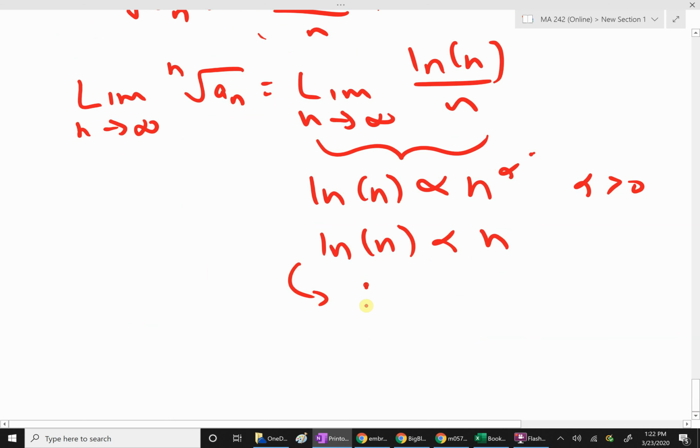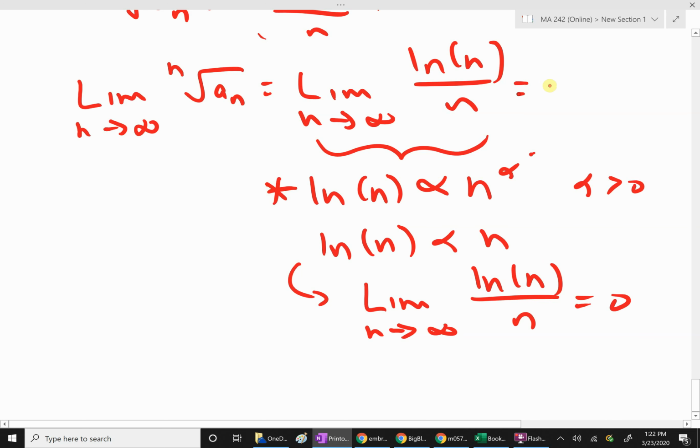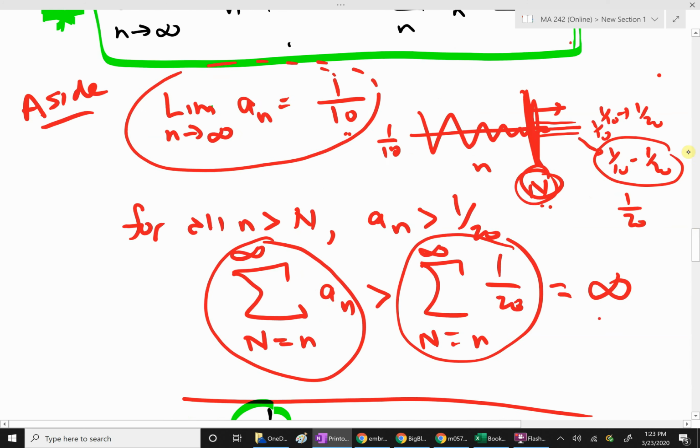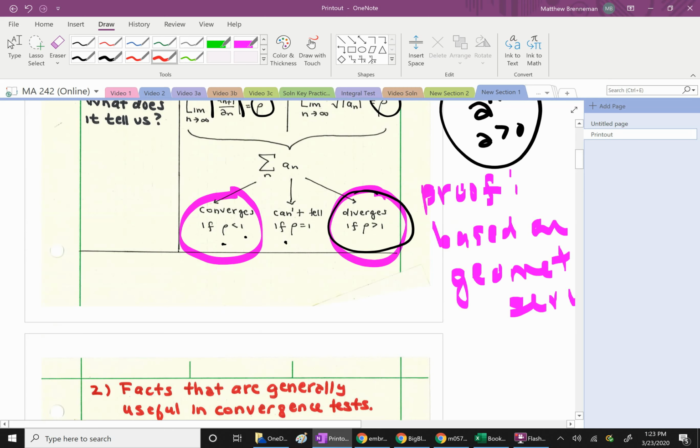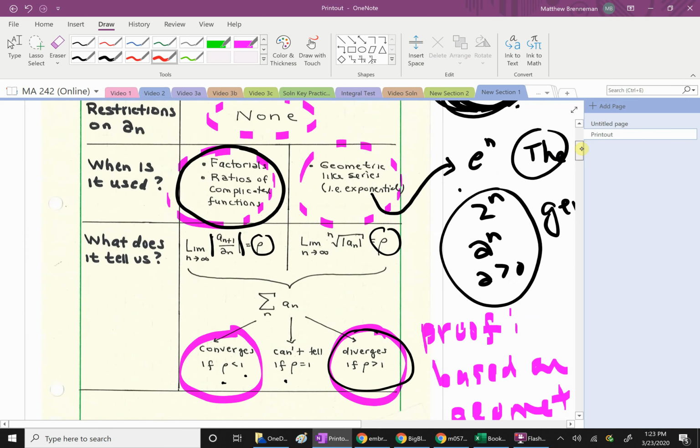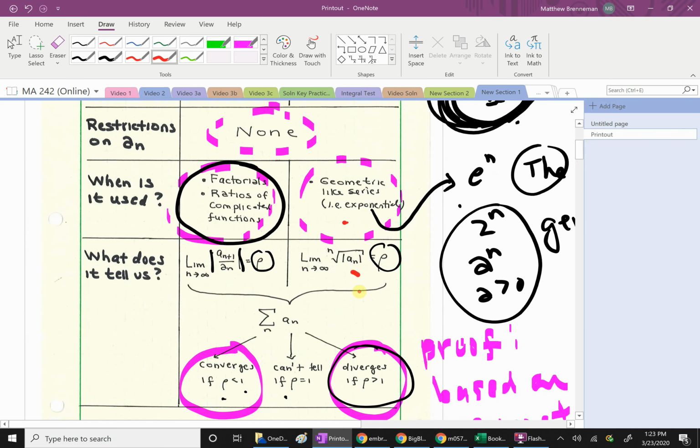And what does that mean? That statement means the limit as n goes to infinity of the natural log of n over n is equal to 0. This is a fact. So this is my rho, and it's equal to 0. The root test says if this limit exists and it's less than 1, my infinite series converges.